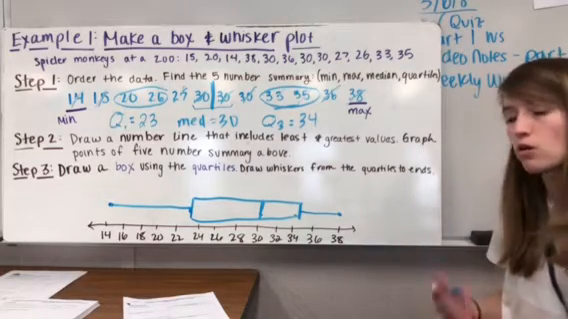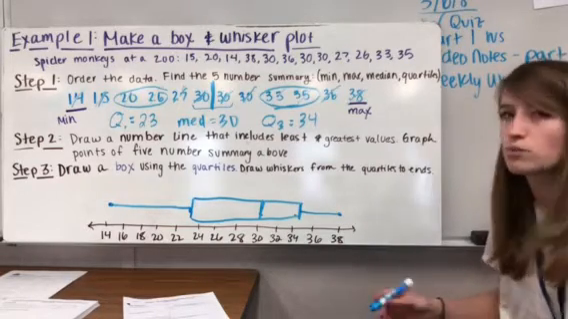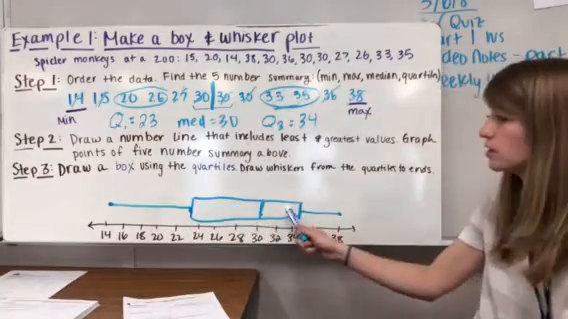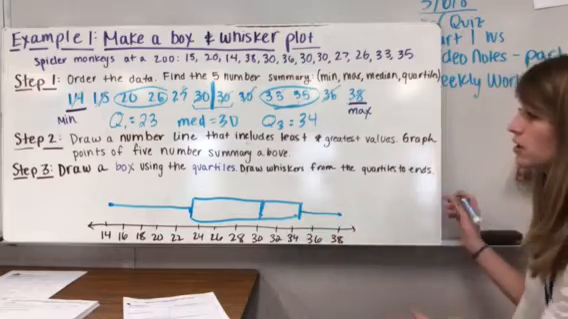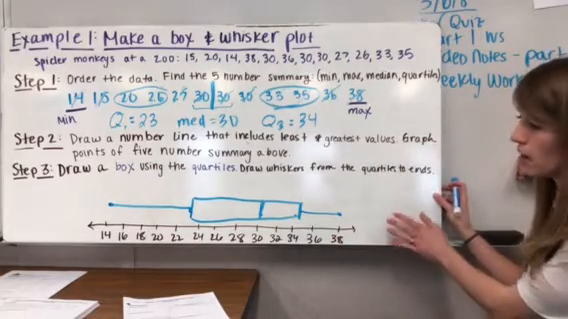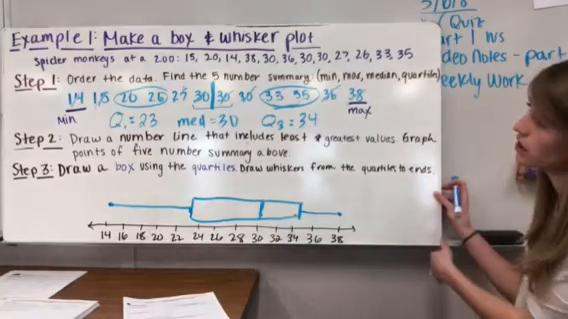Just to remember, quartiles divide our data into 4 equal parts. A quarter of my data is here, a quarter of my data is here, a quarter here, and a quarter here. They can be all different lengths, but there's still a quarter of my data. Let's talk about how we could use this to analyze our data.